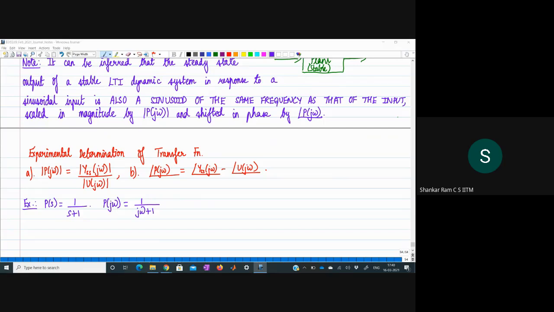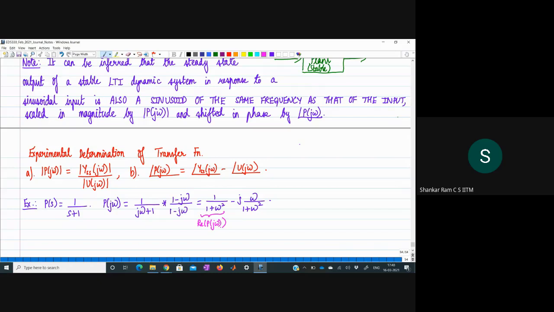So what do I mean by this? If I have P of j omega equal to 1 divided by j omega plus 1, of course, let's do the traditional way, which is to multiply by the complex conjugate. The complex conjugate of 1 plus j omega is 1 minus j omega. Then we get 1 divided by 1 plus omega square, minus j omega divided by 1 plus omega square. So this is the real part of P of j omega.